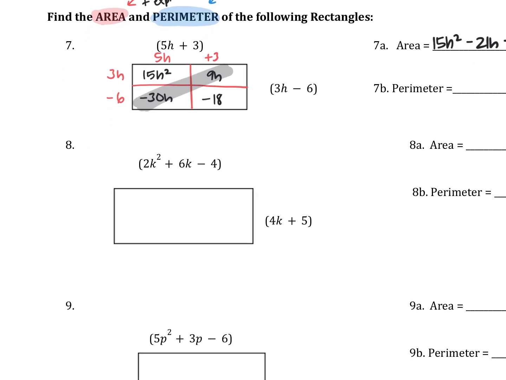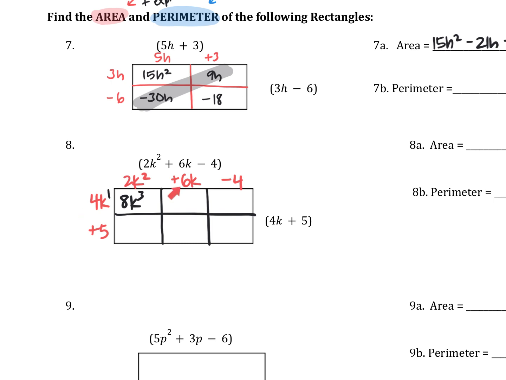Okay, number 8, we're talking about area. I've got a trinomial and a binomial. So I'm going to split the top up into 3 sections and my side into 2. So I've got 2k squared, positive 6k, minus 4. I've got 4k and plus 5. Okay, so when I multiply these things together, remember you're adding your exponents. So 4k times 2k to the second power would give me 8k to the third power.